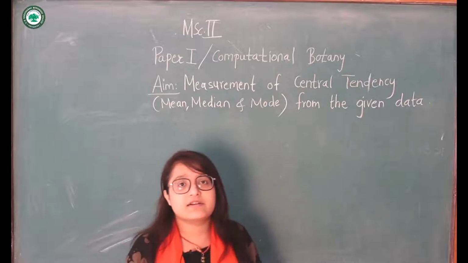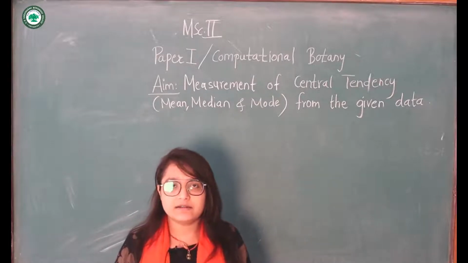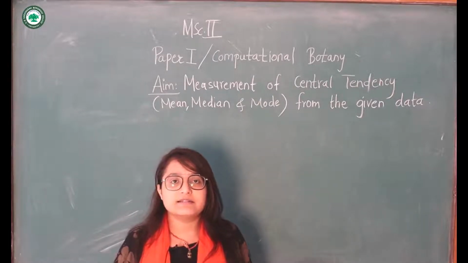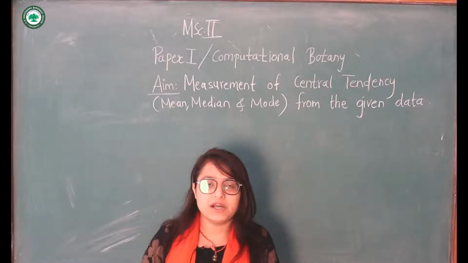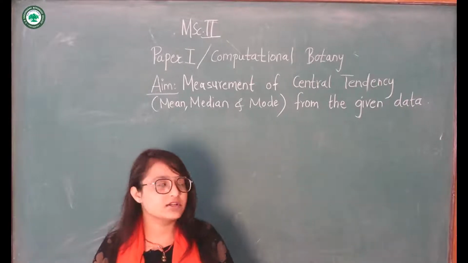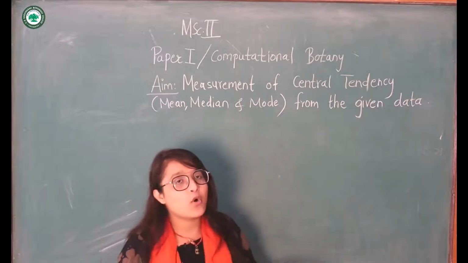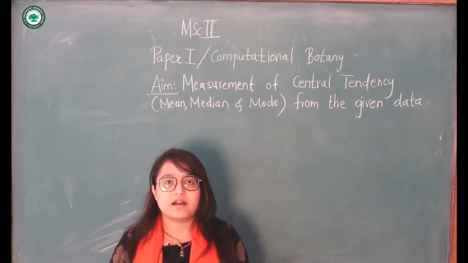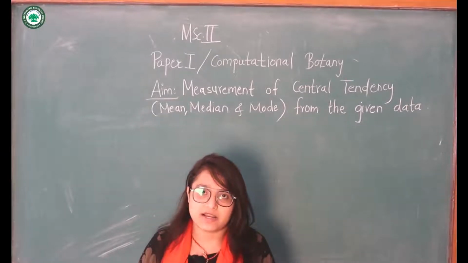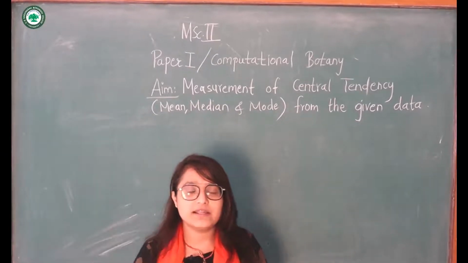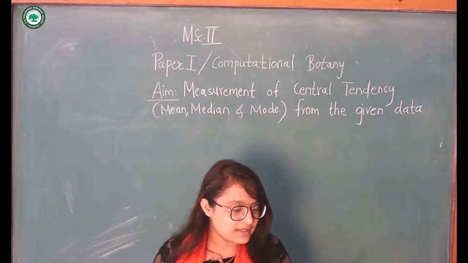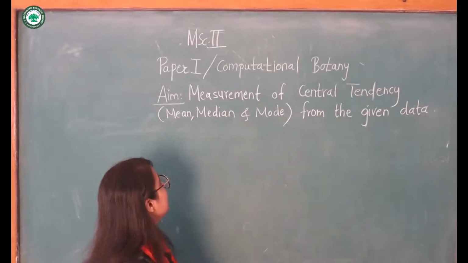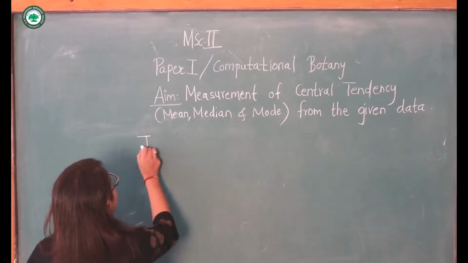Median is the central value located at the center, when the data is arranged in ascending or descending order. And next is the mode. Mode is the value that occurs the maximum number of times, or occurs most frequently. So let's see the problems on mean, median and mode. First we will see mean.